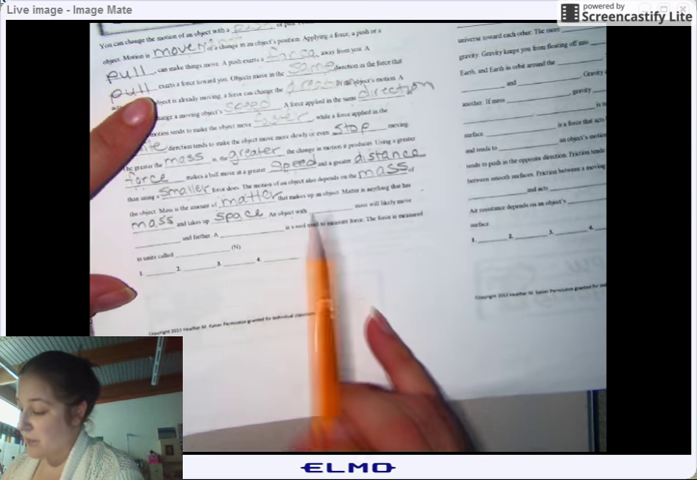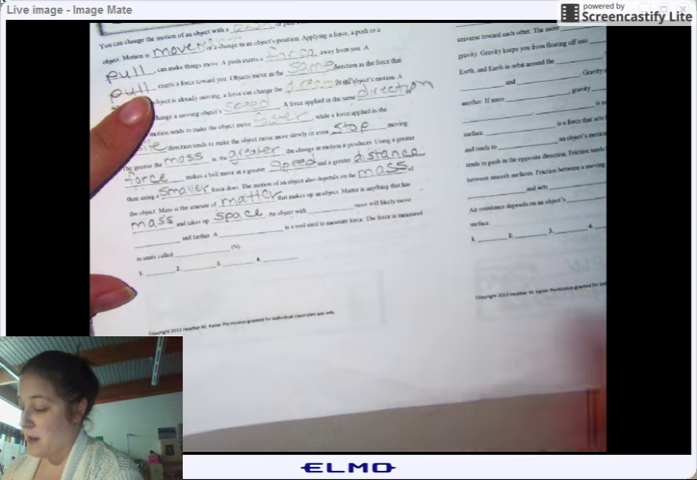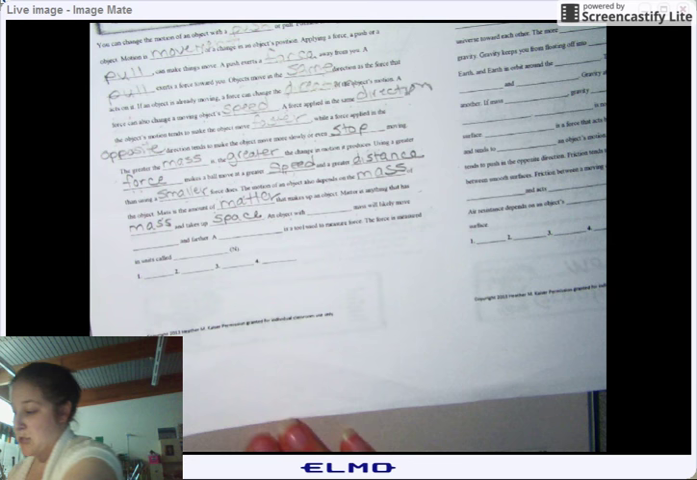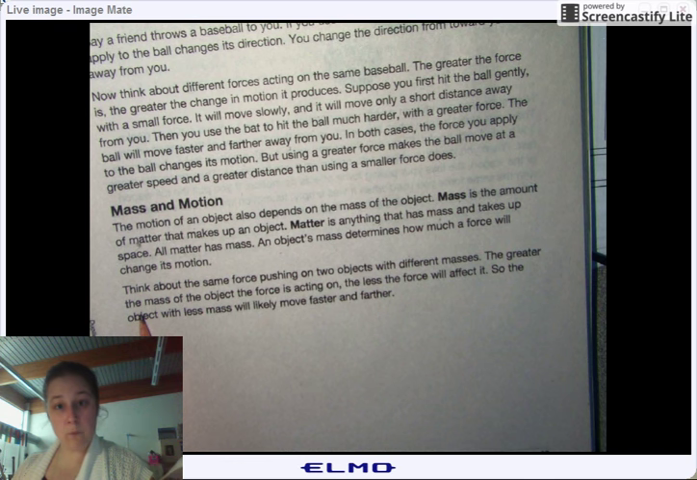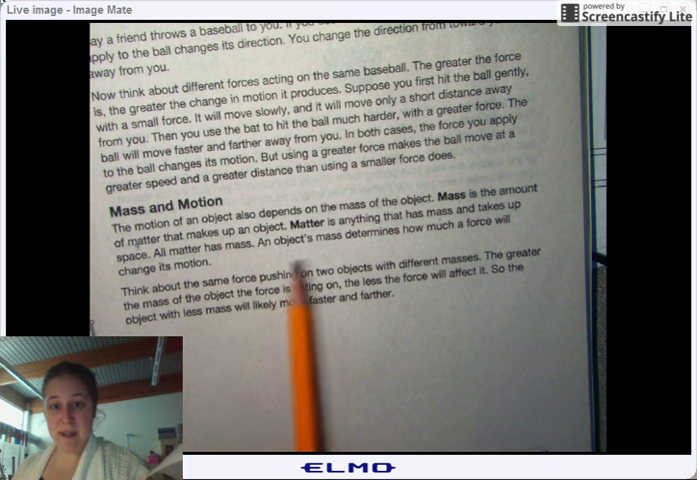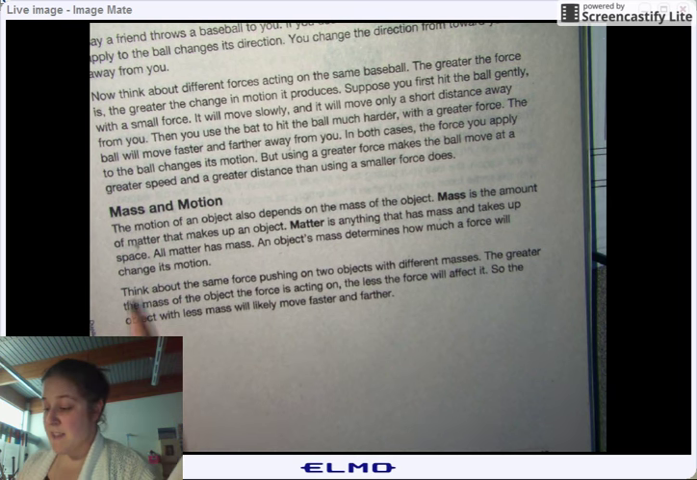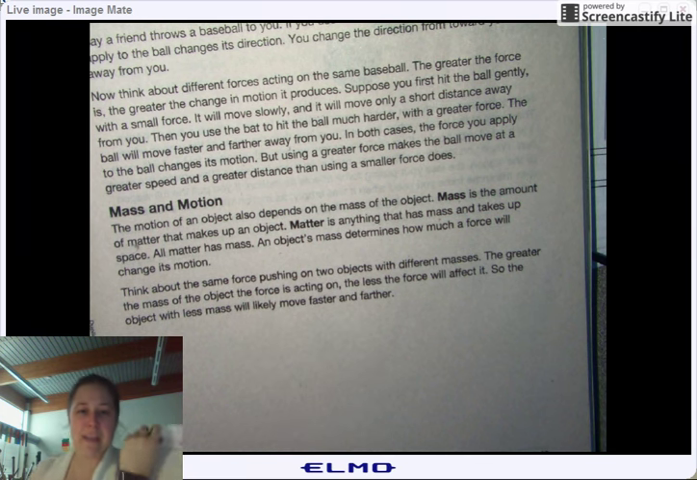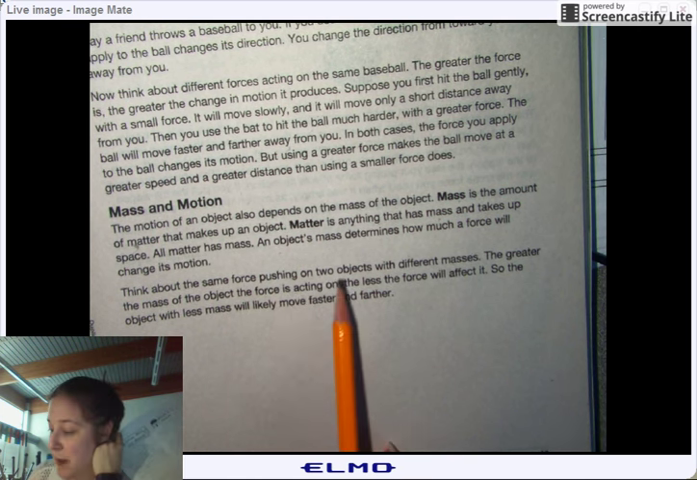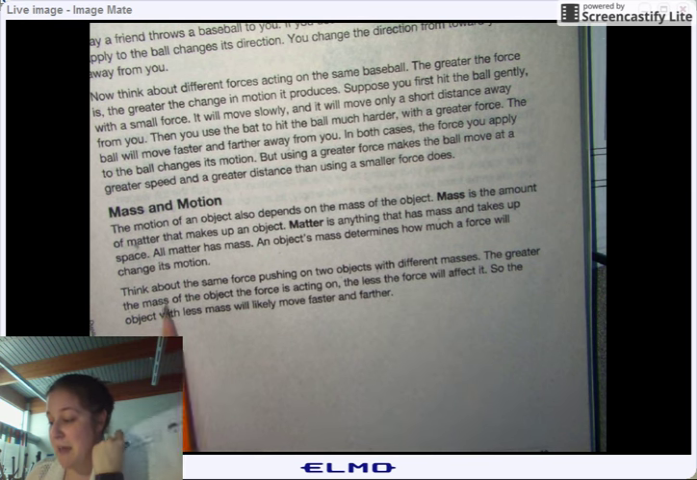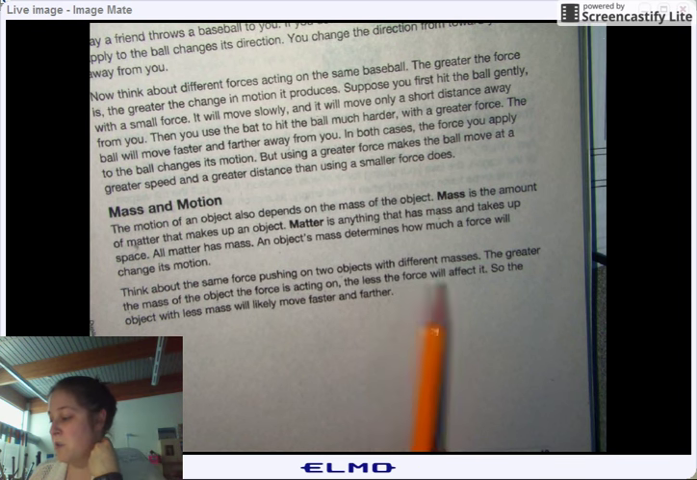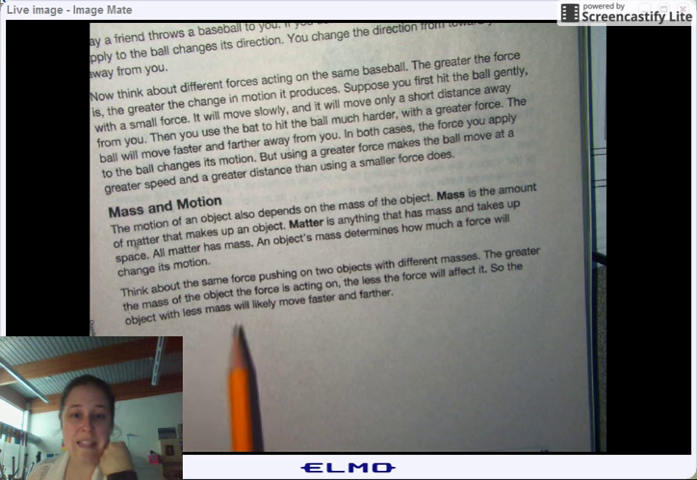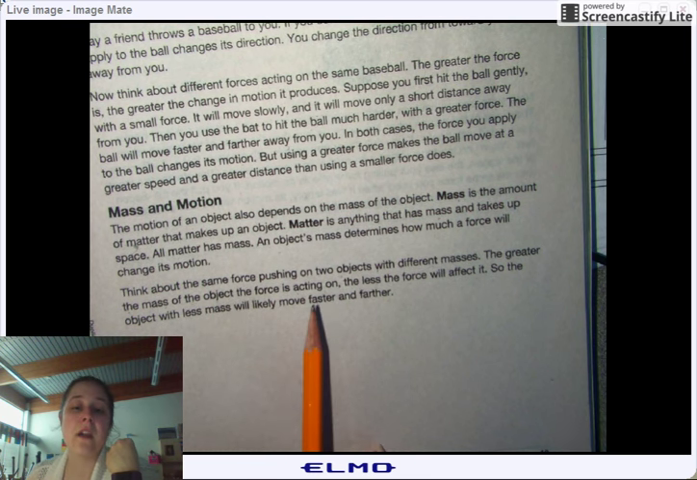An object with blank mass will likely move blank and farther. So the heavier the object, right? Nope. What does it say? All matter has mass. An object's mass determines how much force will be changing its motion. Think about the same force pushing on two objects with different masses. The greater the mass of an object the force is acting on, the less the force will affect it. So the object with less mass is likely to move farther and faster.